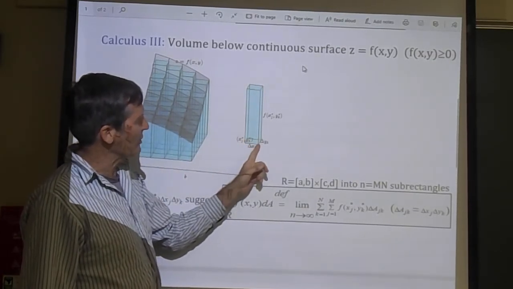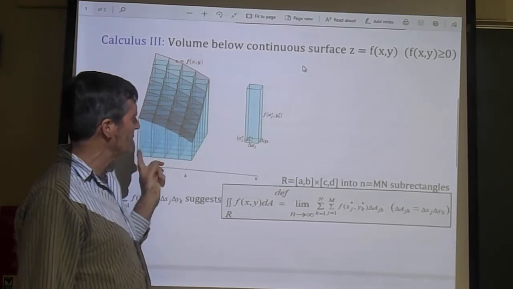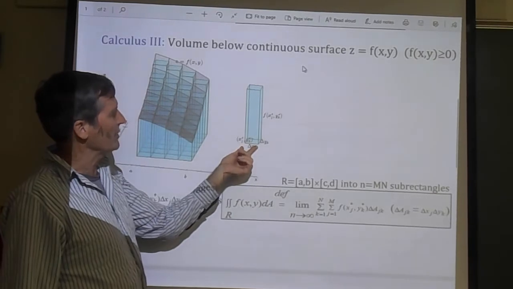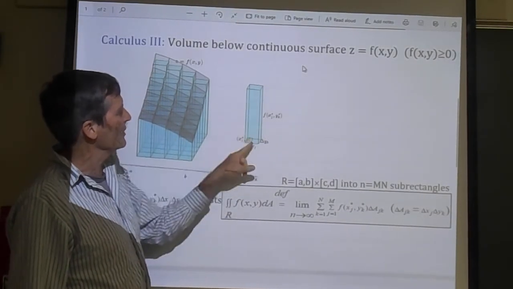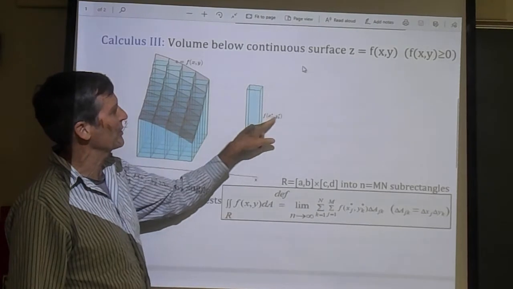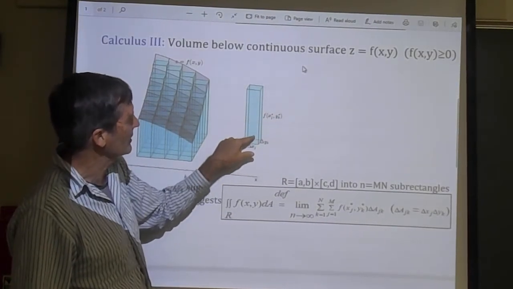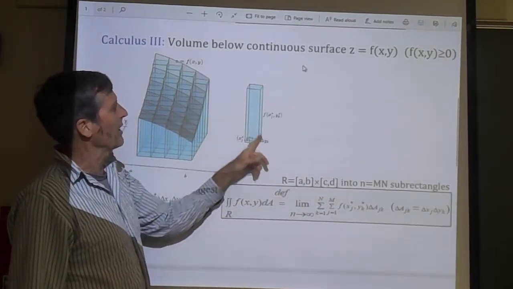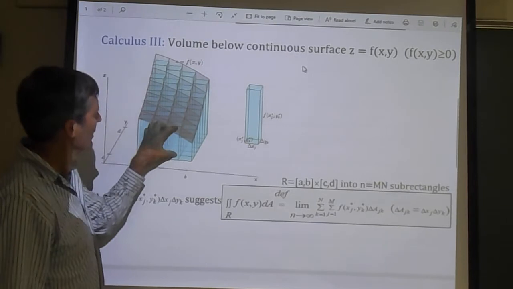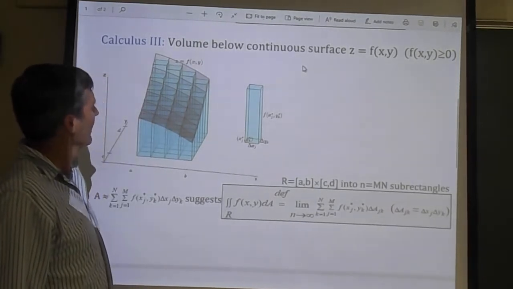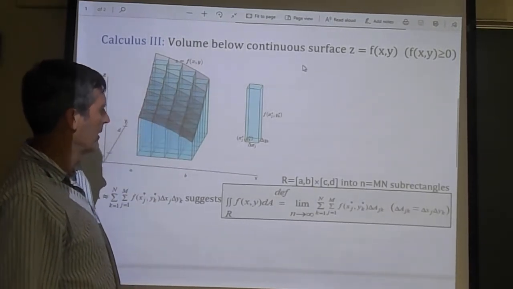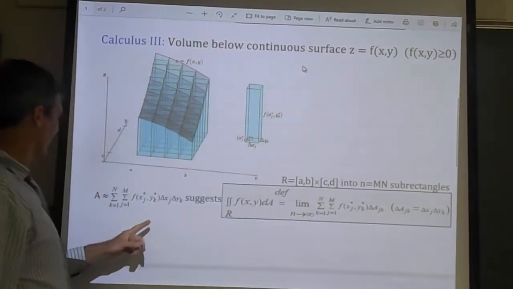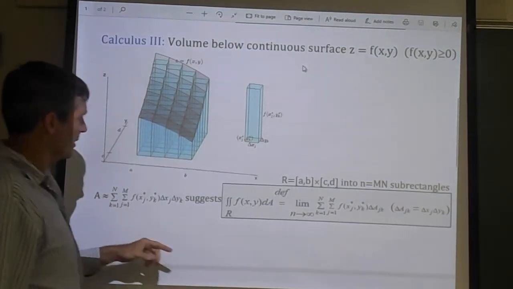The base is delta xj times delta yk if we take the jth increment in the x direction and the kth increment in the y direction. And so delta xj times delta yk times f at some intermediate point in the base here, f of xj star, yk star, you can kind of see the little faint line going up the middle, will be the height. So length times width times height gives you the volume of the little box, and you add up using m increments in the x direction and n increments in the y direction.